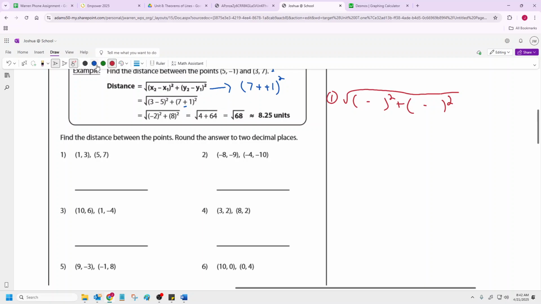So now let's go over here. My first point is right here. My second point is right here, which would mean in this case that my x1 is 1, that my y1 is 3. Now my x2, my second x, that's all it means, is 5. My y2 is 7. That's all it means. So I'm going to go over here and plug this in. Let's do it one at a time.